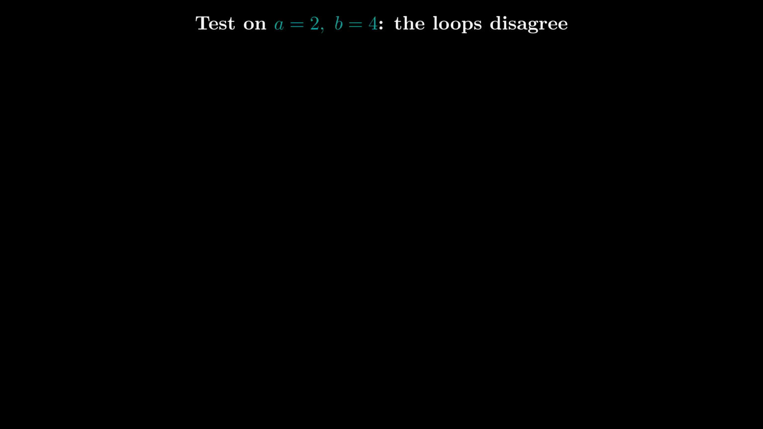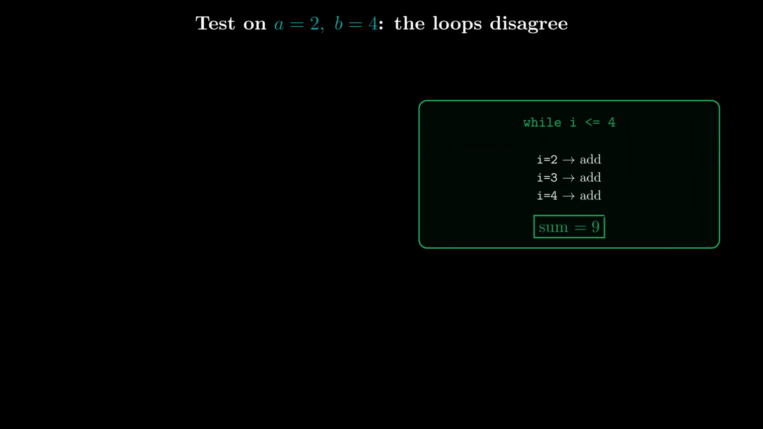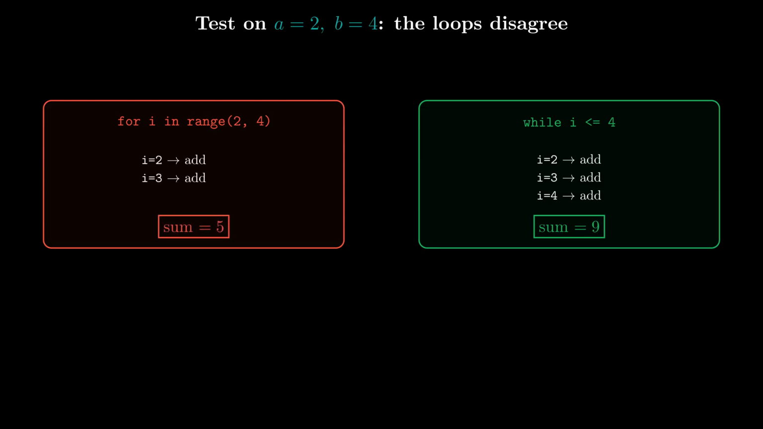Time to test with the simple example 2 and 4. The while loop gives 9, 2 plus 3 plus 4. But the for loop gives 5.